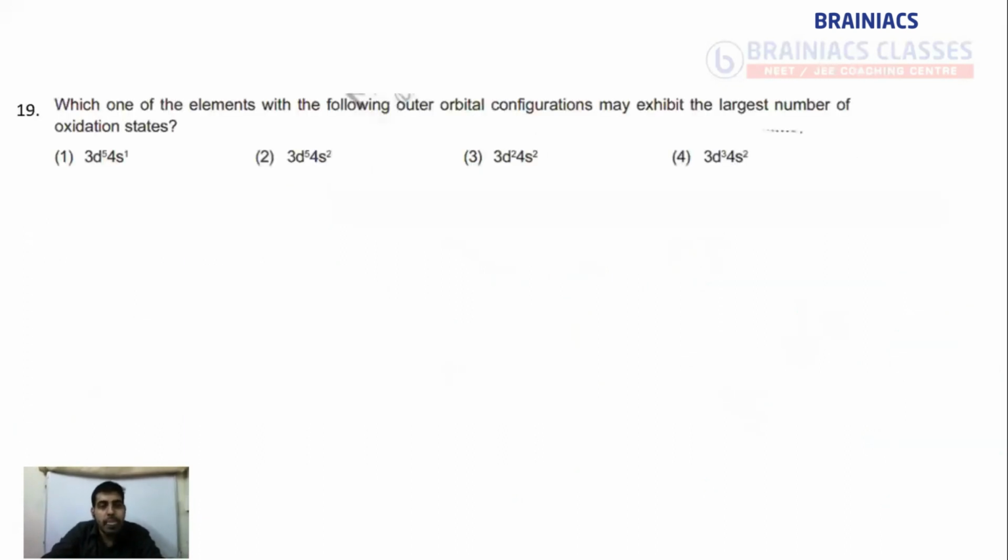I think it's clear. Moving on to question number 19. Which one of the following elements with the following outer orbital configuration may exhibit the largest number of oxidation states?